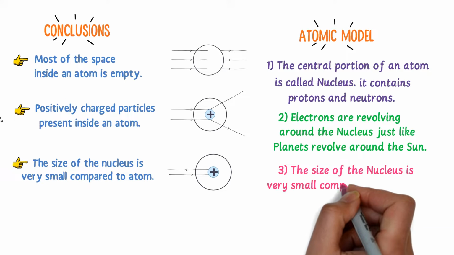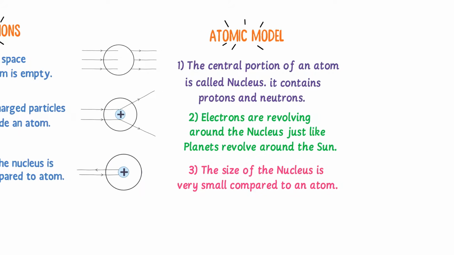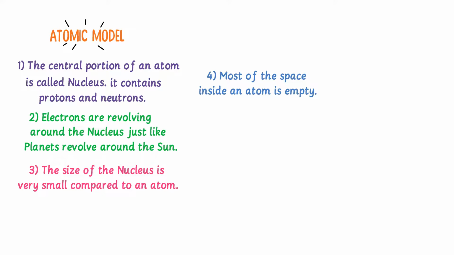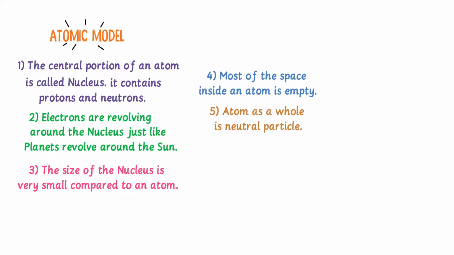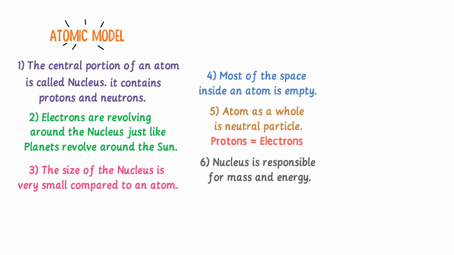Thirdly, the size of the nucleus is very small compared to the size of an atom. Fourthly, most of the space in an atom is empty. Fifthly, the atom as a whole is a neutral particle because the number of protons is equal to the number of electrons. Sixthly, the nucleus is responsible for mass and energy. These were the main points of Rutherford's atomic model.